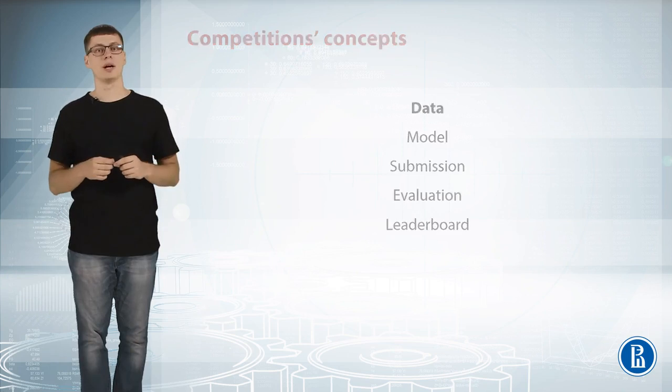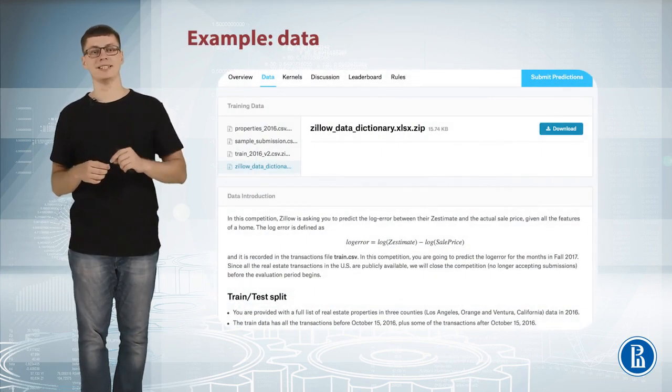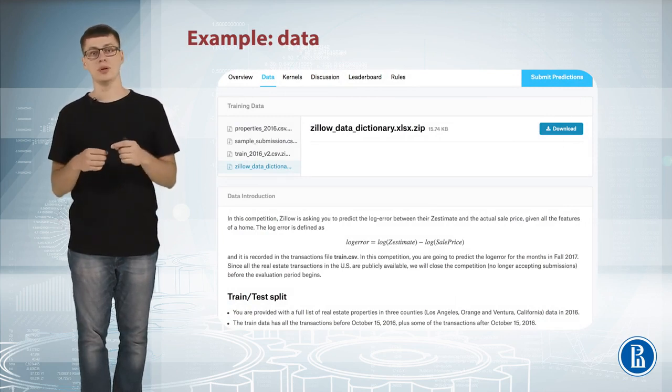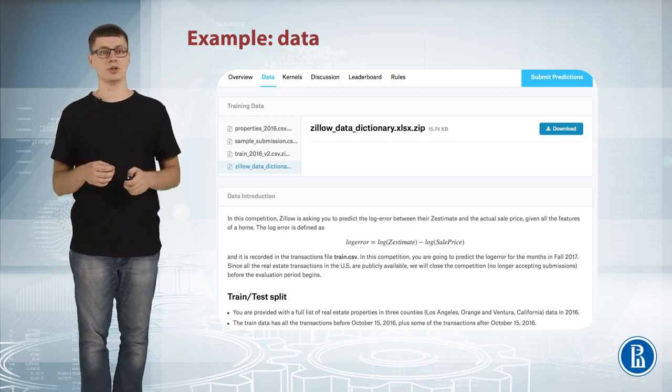Here is an example from Kaggle. From the top we see several files with data, and below is their description. Sometimes, in addition to data issued by organizers, we can use other data. For example, in order to improve an image classification model, one may use a publicly available dataset of images. But this depends on a particular competition, and you need to check the rules.